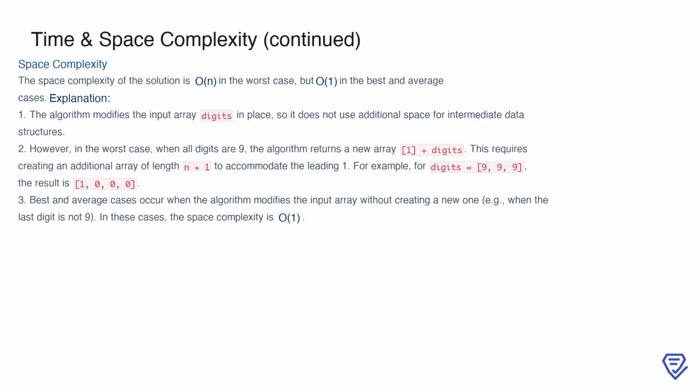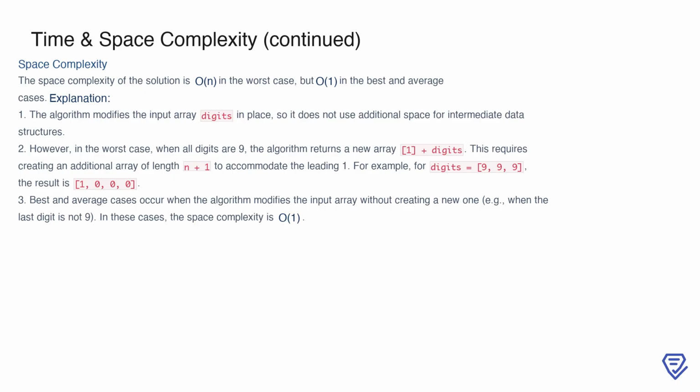The space complexity of this solution varies based on the specific case but is O(n) in the worst case and O(1) in the best and average cases. This is because the algorithm modifies the input array in place, meaning it doesn't allocate extra memory for intermediate data structures. However, in a worst-case scenario, where all digits in the array are 9, a new array must be created to accommodate the additional leading one, resulting in a space usage of n+1. For example, for an input like 999, the output would be 1000, which requires additional memory.